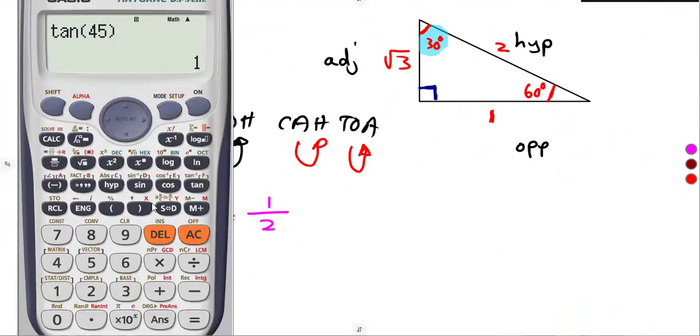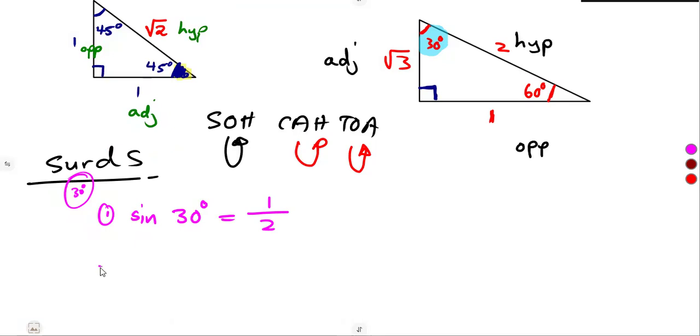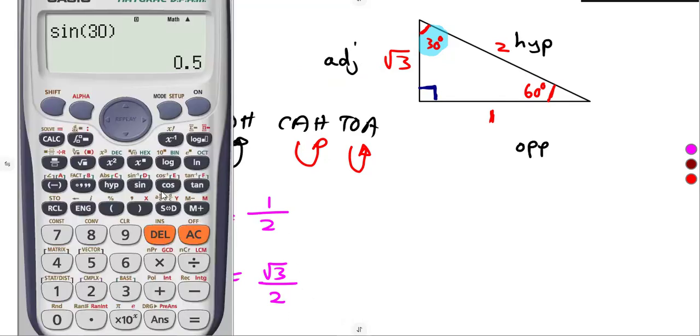Is that what we are supposed to expect, sine 30 degrees is 1 over 2? Exactly what we can see on our calculator, or 0.5. So that's the same thing. Cos of 30 degrees, the ratio adjacent over hypotenuse. Our adjacent is the square root of 3, over the hypotenuse, which is 2. Is it the same answer that we are supposed to expect for the cos of 30 degrees? Square root of 3 over 2, exactly the same answer.